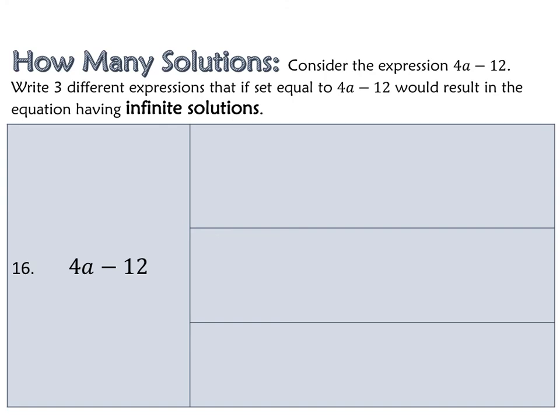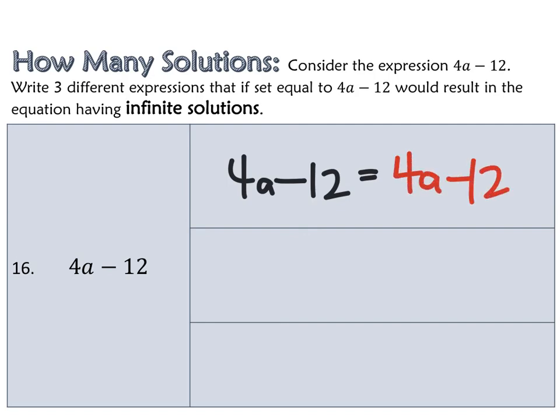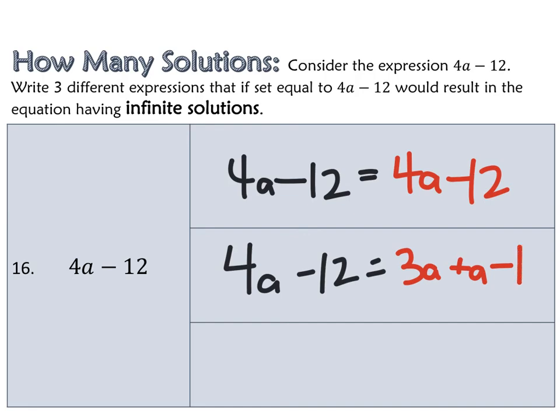Alright, so on this one we wanted infinite solutions, which means that if you had taken the 4a minus 12 and just set it equal to, well, 4a minus 12, that would have worked. Well, what if you had 4a minus 12? What's something else you could have had? Well, anything that adds up to 4a's. So something like, I don't know, 3a plus a, and then, of course, subtract your 12 there. That would work as well.